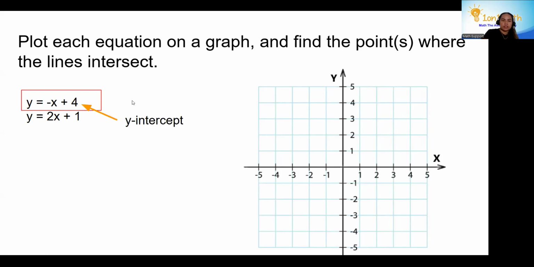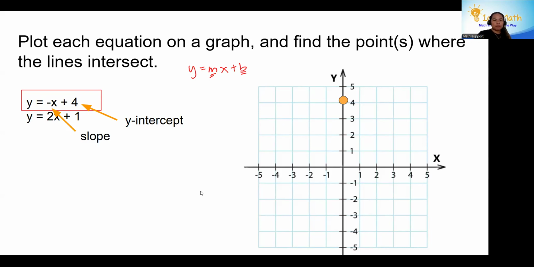The slope-intercept form is y equals mx plus b, where b is the y-intercept, or the point where the graph crosses the y-axis, and m is the slope. So here, our b is 4, meaning the graph crosses the y-axis at 4. And then the slope here is negative 1.